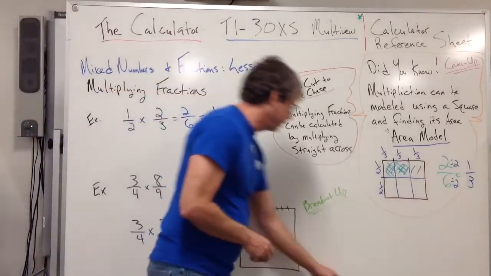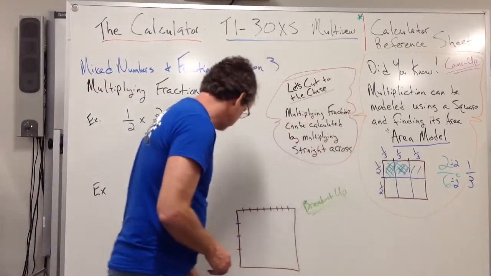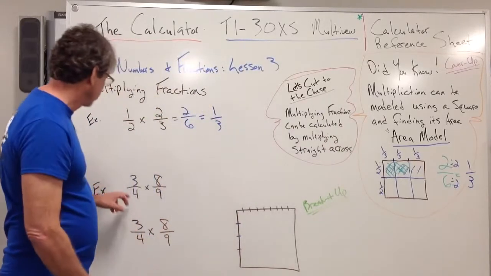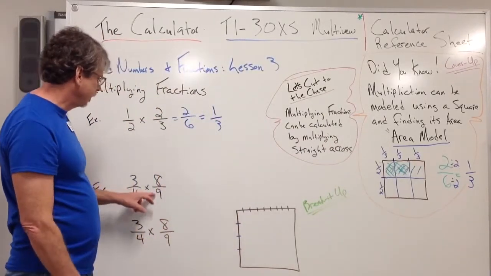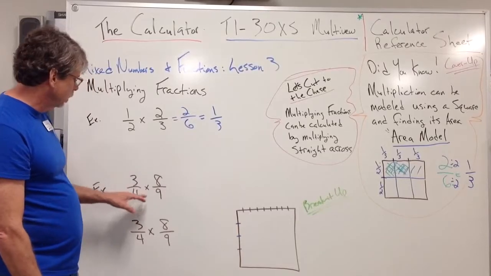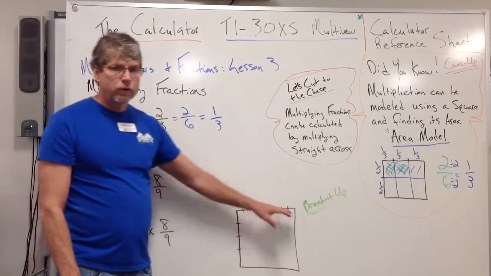Let's see what else we have here. So we have 3/4 times 8/9. Again, multiplying fractions, I can use the area model.